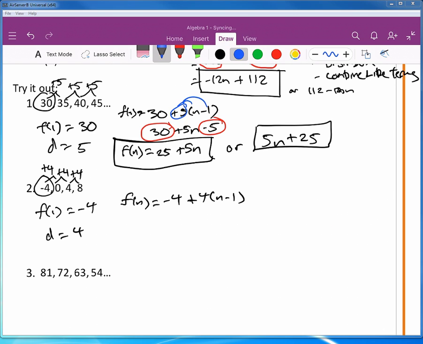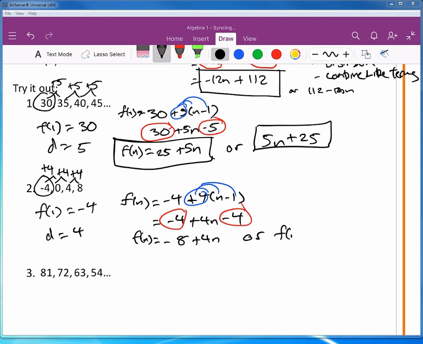Simplify. This positive 4 is going to be multiplied to both. So that's going to give me negative 4 plus 4n. 4 times negative 1 is negative 4. Combine like terms. Negative 4 minus 4. Negative 8 plus 4n. All right, or 4n minus 8. Okay, variables first, it looks better. Let's say 4n minus 8.